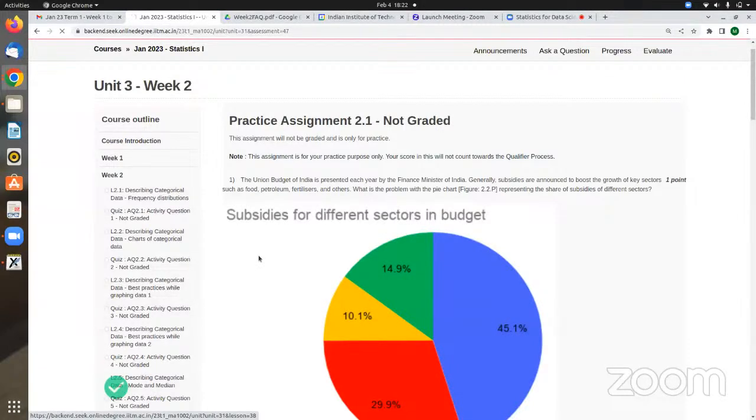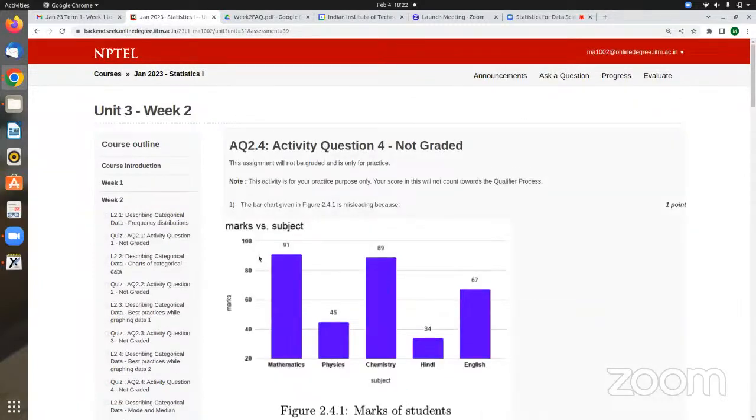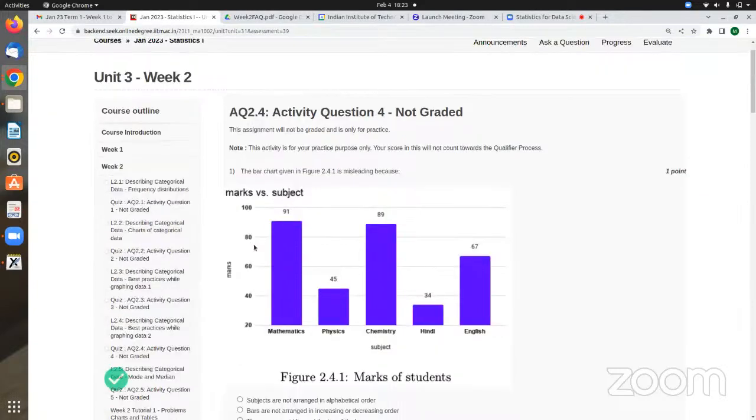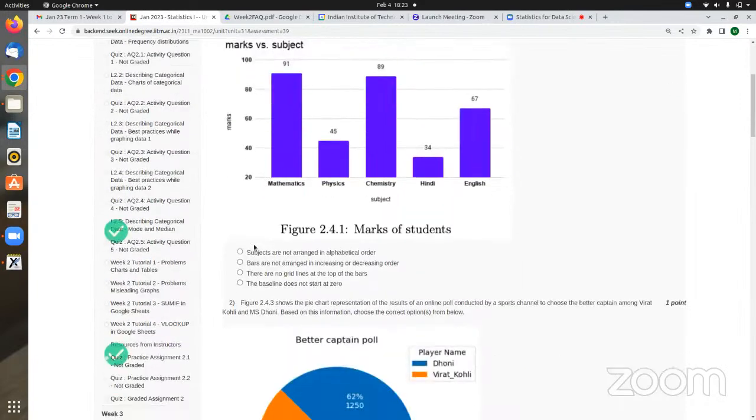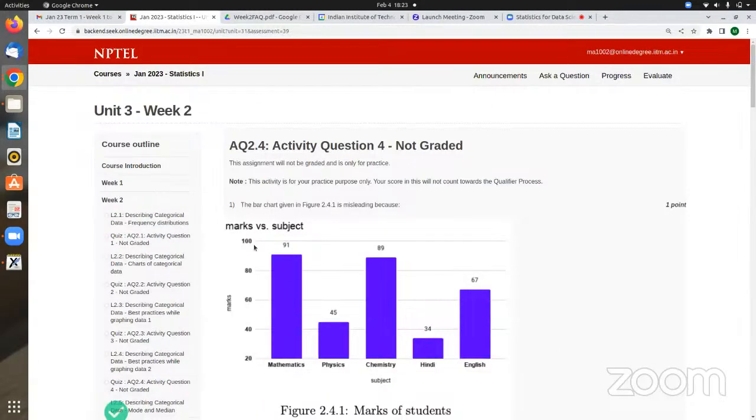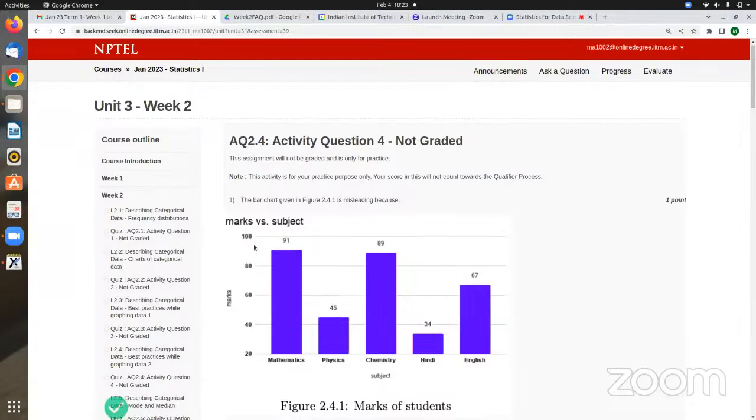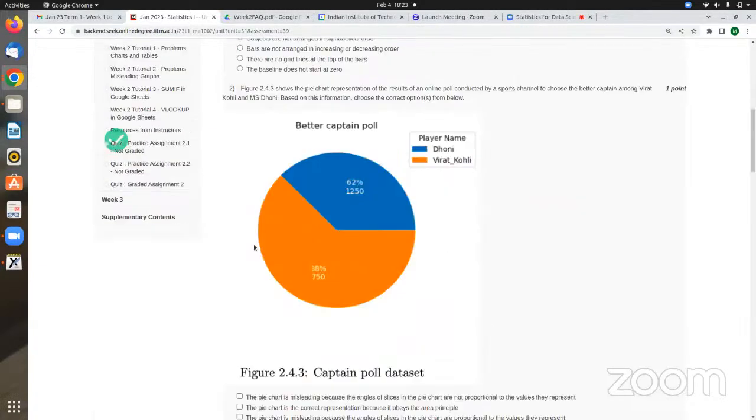One more point I wanted to tell you. I don't know if you guys know it or not. The practice assignment questions: whenever you refresh, 5 new questions will come. You know about it? Yes, sir, we know. So there are limited questions, maybe 20 to 25, but you have to refresh again and again.